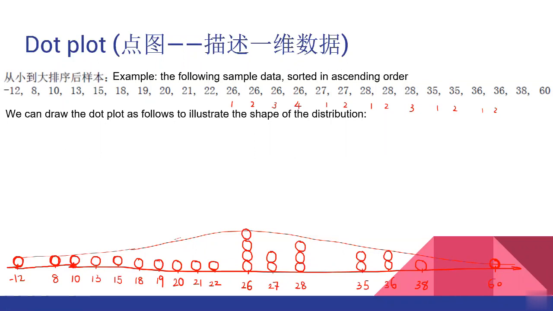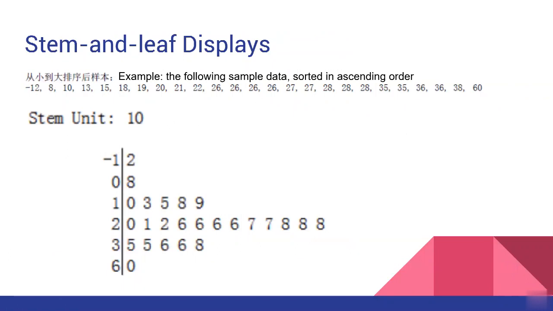No? Okay, let's see the other example. Same sample, which is the temperature of a certain location. The second diagram that can be used to illustrate the distribution is called stem and leaf display. In the stem and leaf display, we use a vertical line to separate the stem and leaves. On the left-hand side is called the stem.